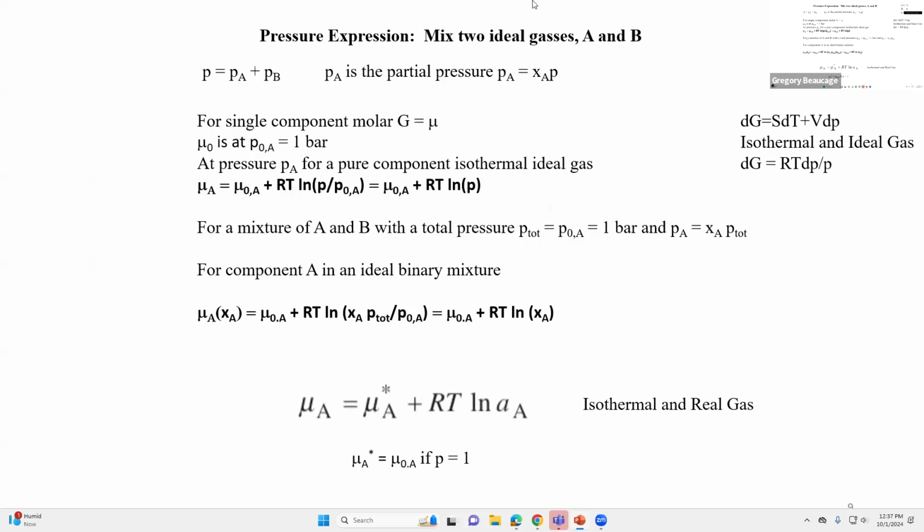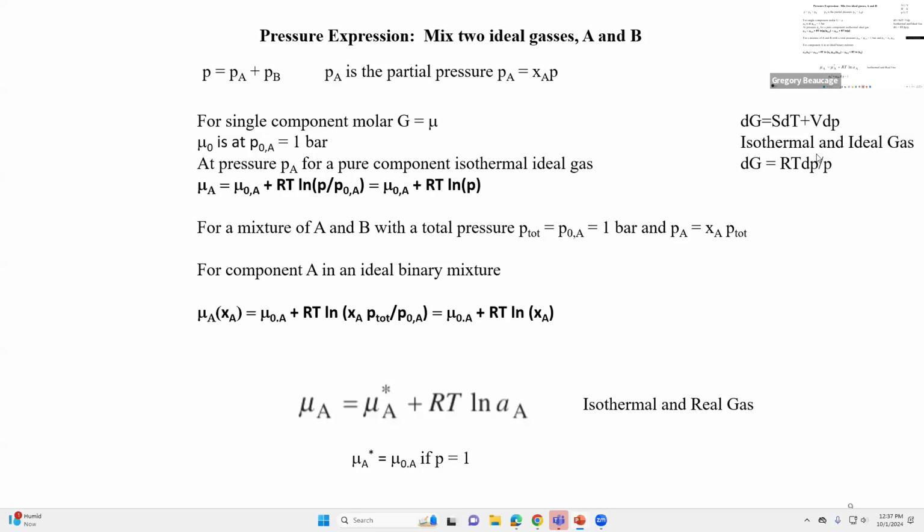And then if you want to calculate the phase diagram, you figure out how to calculate the chemical potential from the free energy. This is the molar free energy, so dG/dn is the chemical potential. From the square, you have dG is minus SdT plus VdP. If you go isothermal, then for an ideal gas, V is RT over P.